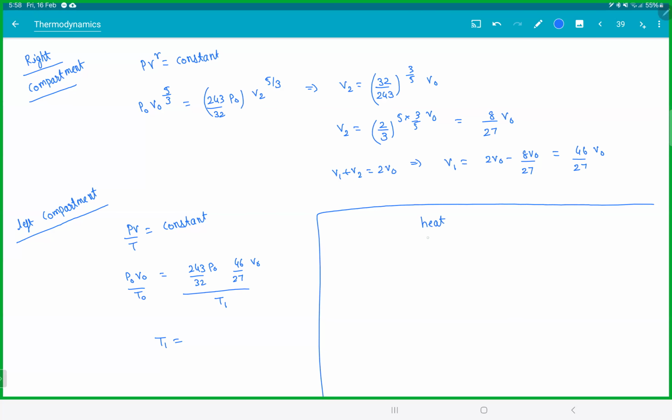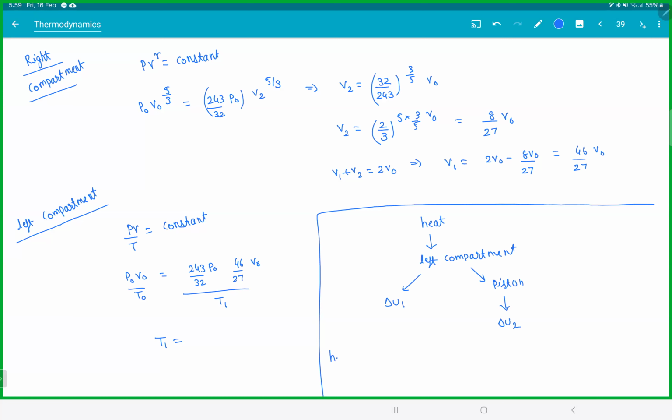Now see, whatever heat you supply, the entire heat is taken by the left gas. And the left compartment did two things. One, it is used to change its internal energy, delta U1. Then it gave the energy to the piston. And what did the piston do? Piston started compressing the right side gas, and it used to change the temperature of the second gas.